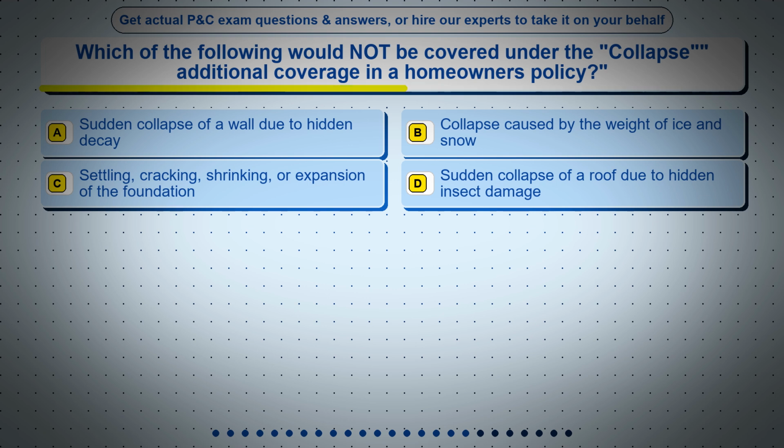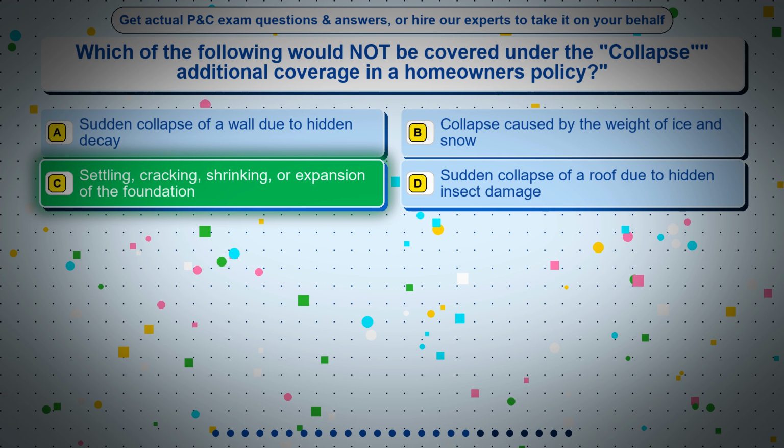Option B, collapse caused by the weight of ice and snow. Option C, settling, cracking, shrinking, or expansion of the foundation. Option D, sudden collapse of a roof due to hidden insect damage. The correct answer is option C, settling, cracking, shrinking, or expansion of the foundation.